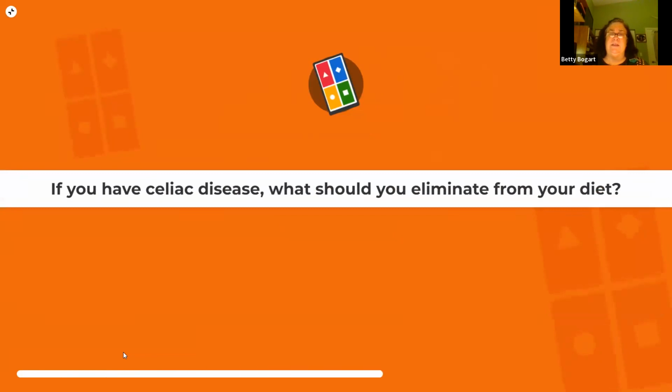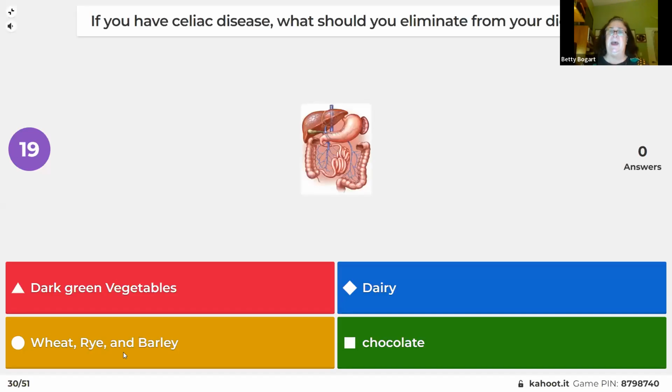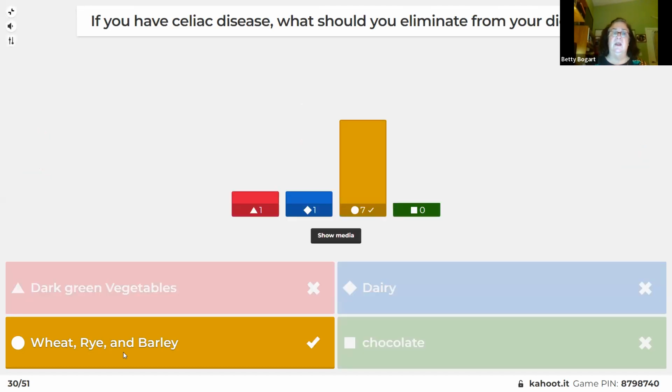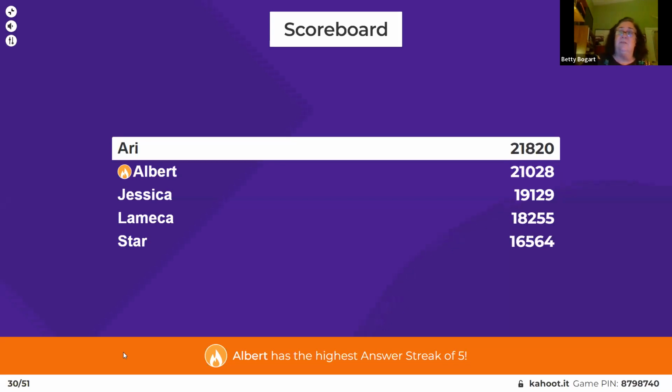If you have celiac disease, what should you eliminate from your diet? How about just gluten? Wheat, rye, and barley. So remember, when you're looking at foods for celiac, anything that has a bread crust on it or noodle, forget it. Just say no. It's usually what your answer will be too.